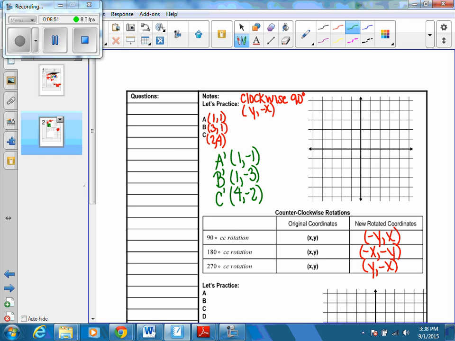What I want you guys to do is go ahead and graph that for me, both A, B, and C, and then their primes, their rotations, and then we'll practice the last part tomorrow in class.